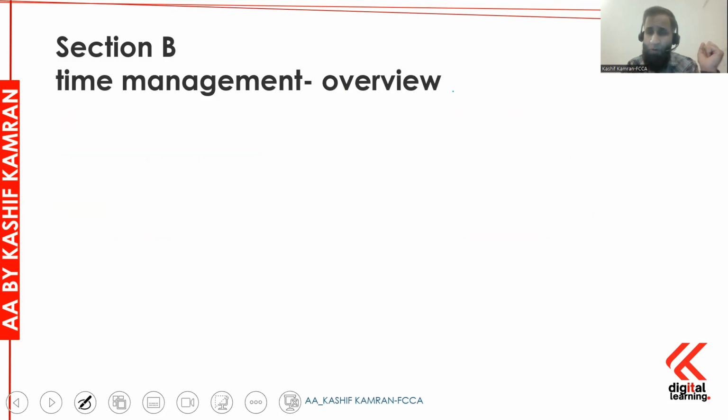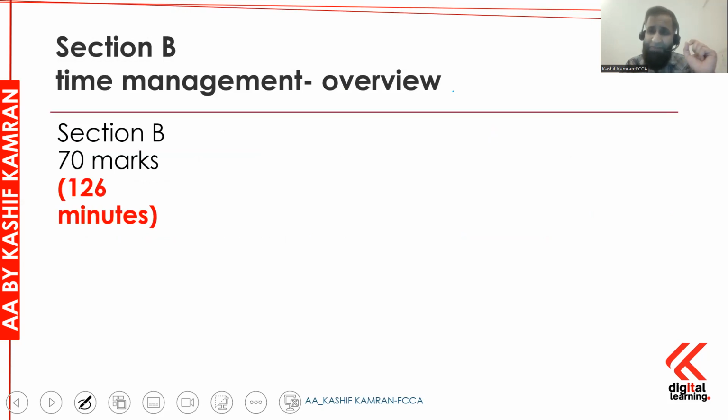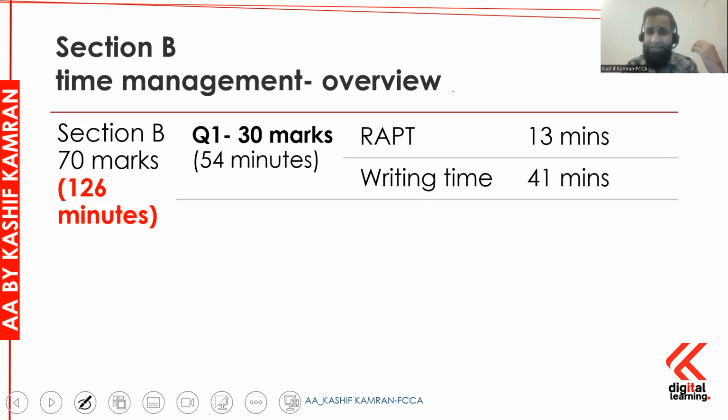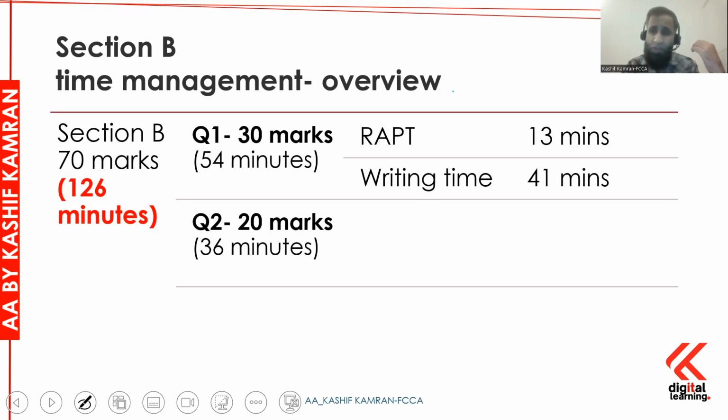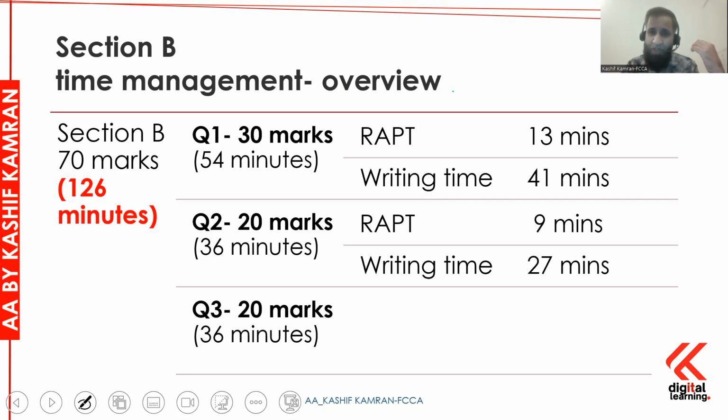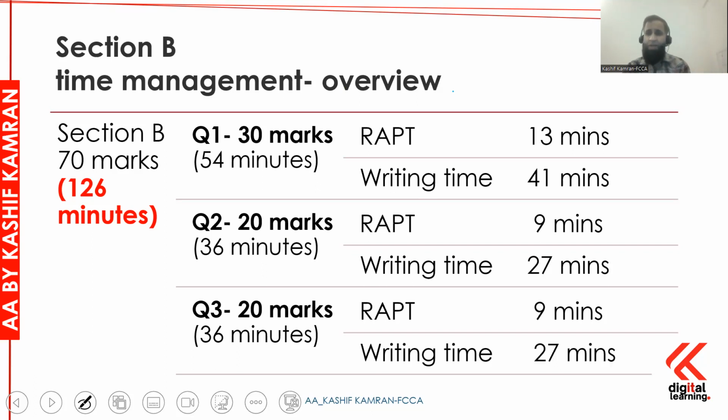This is the breakdown of section B. You have 70 marks, you have 126 minutes. Question number 1, 30 marks, 54 minutes. Reading and planning time is 13 minutes of that 54. You can read, plan, understand, and you can write the answer in 41 minutes. For question 2, 20 marks, you have total 36 minutes. Of that 36 minutes, your reading and planning time is 9 minutes. Your writing time is 27 minutes. Question 3, 36 minutes you have for 20 marks. Again, same, 9 minutes of reading and planning, and 27 minutes of writing.